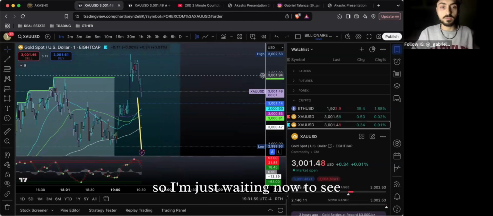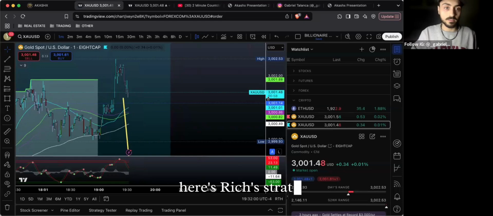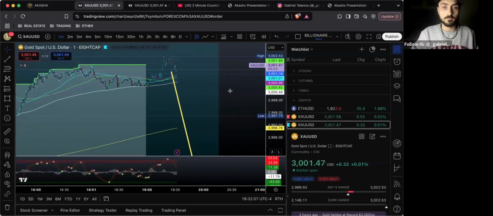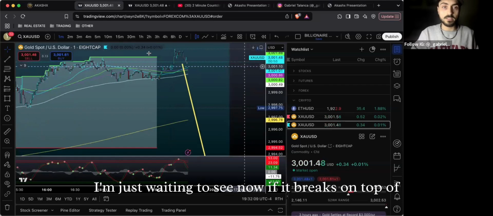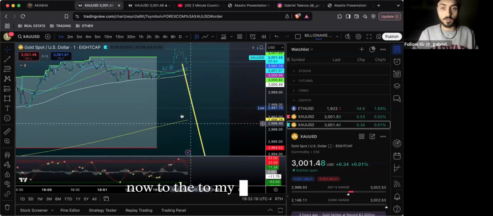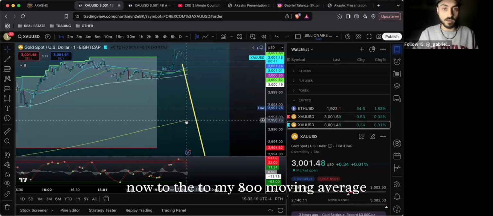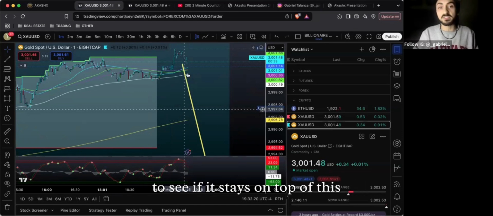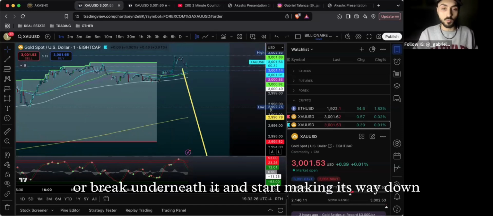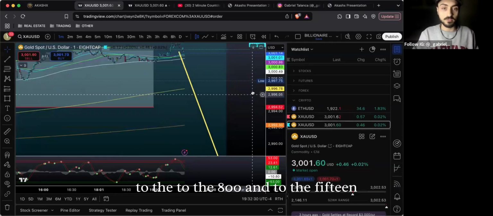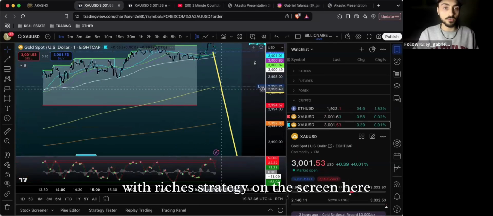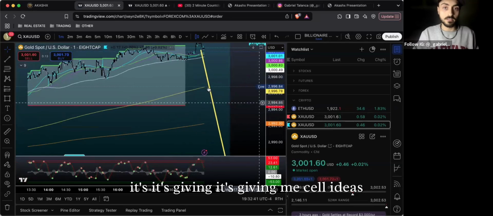So I'm just waiting now to see. So as you can see, here it is, guys. Here's Rich's strategy. It didn't break. I'm just waiting to see now if it breaks on top of his Asian range or is going to continue to start falling now to my 800 moving average. I'm just waiting for confirmations to see if it stays on top of this 200 moving average right now at this point, or breaks underneath it and starts making its way down to the 800 and to the 15. But even with Rich's strategy on the screen here, it's giving me sell ideas.